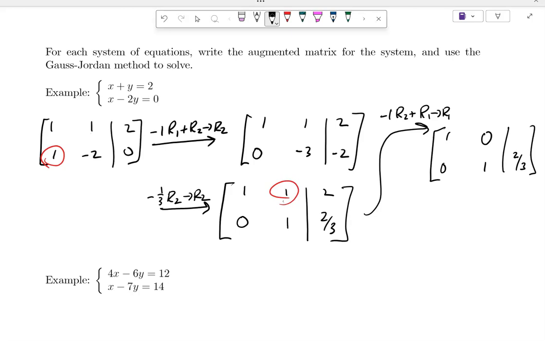Well, yeah, 1 and a 0, right? Because we're getting rid of that. We're making it a 0. What is your entry in the upper right-hand corner going to be? Well, I'm doing -1 times 2/3 gives me -2/3 plus a 2. 2 is the same thing as 6/3, so I get 4/3 in that one.